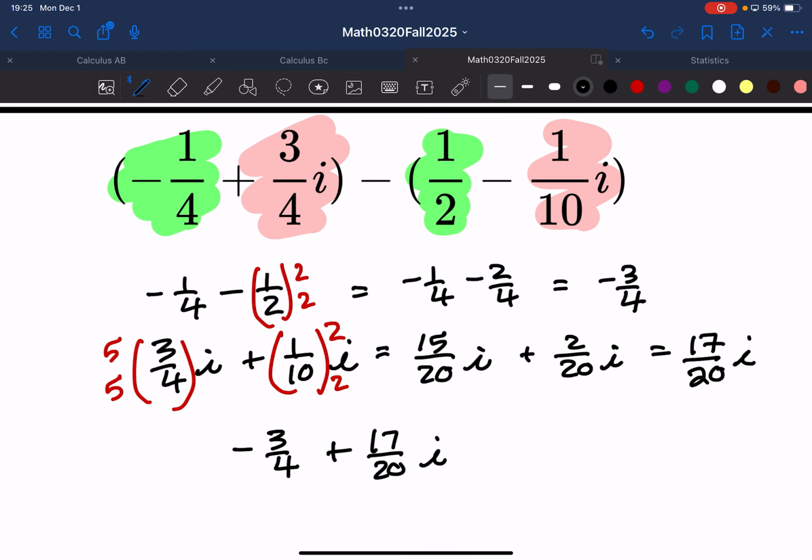And typically you do put your real number first, then your imaginary number.